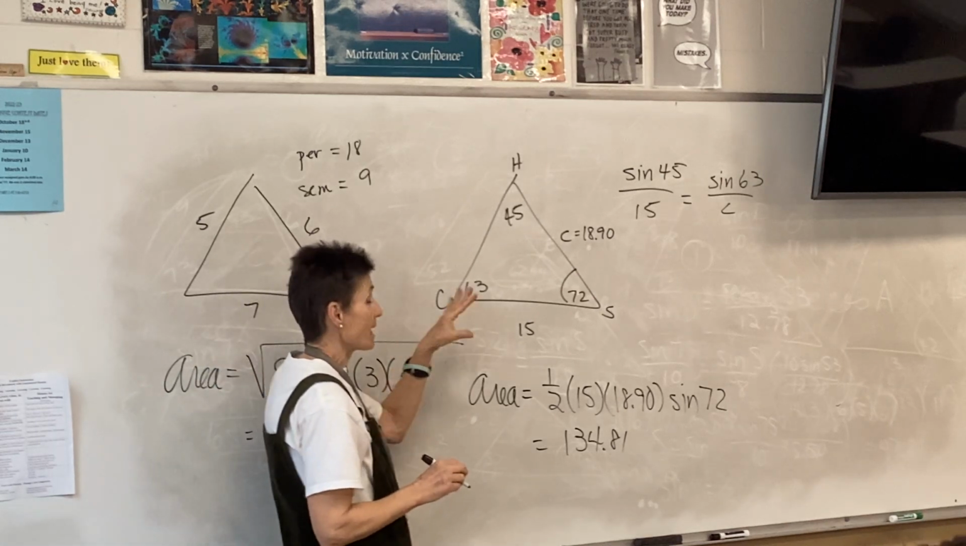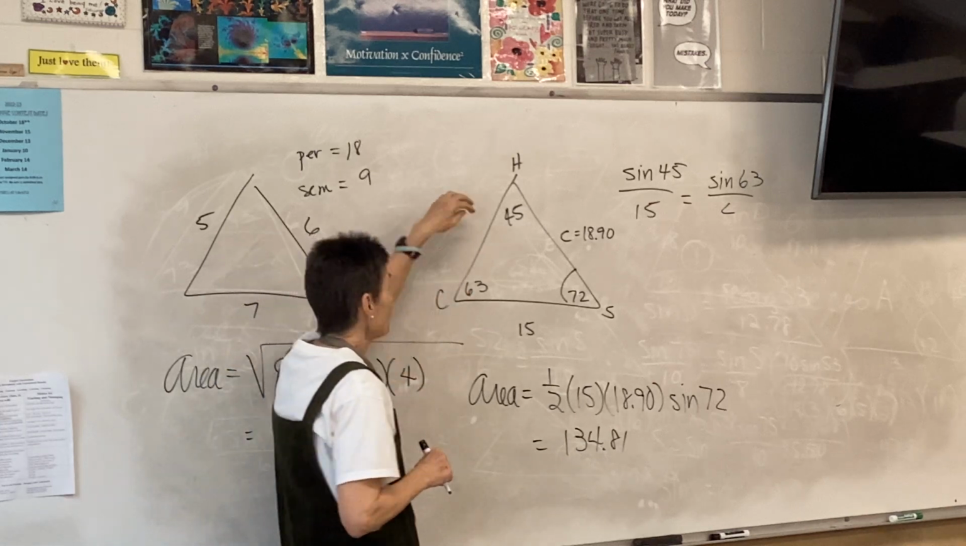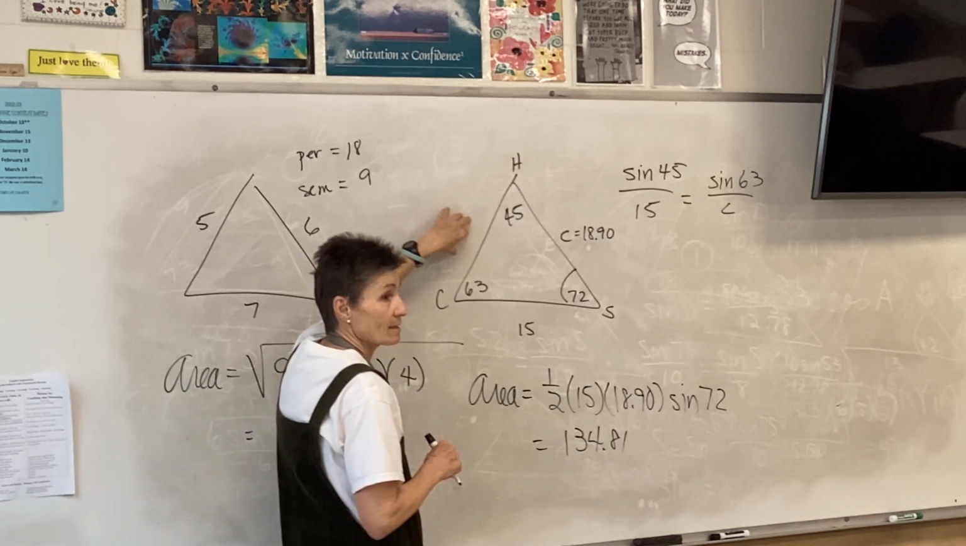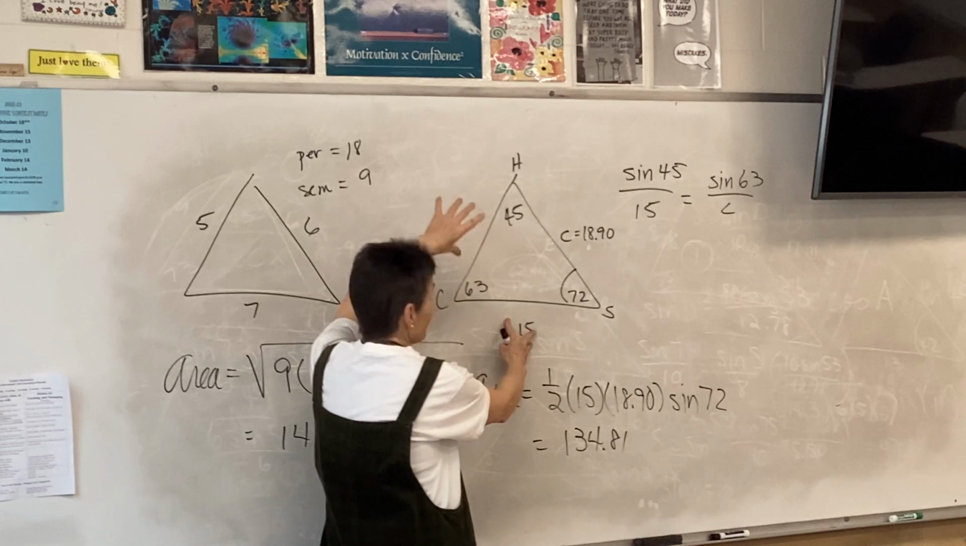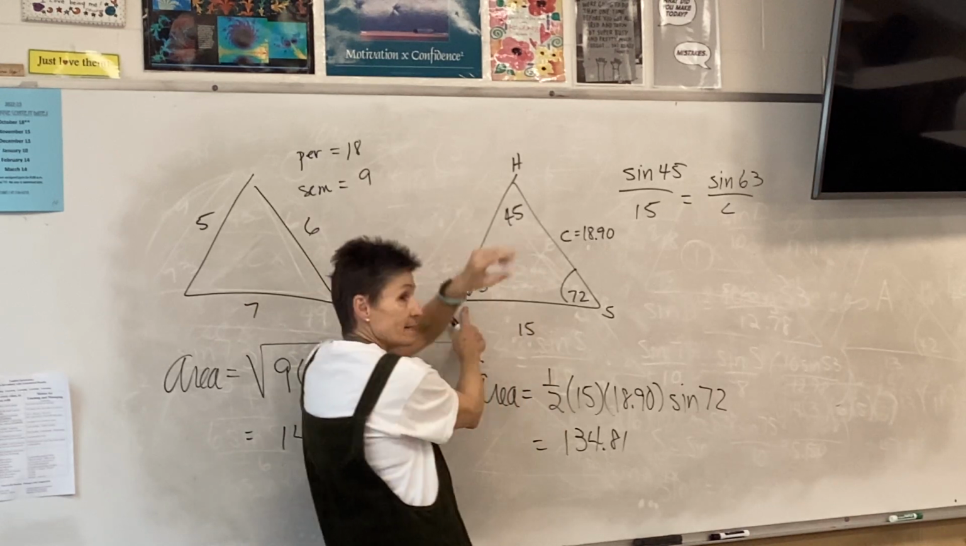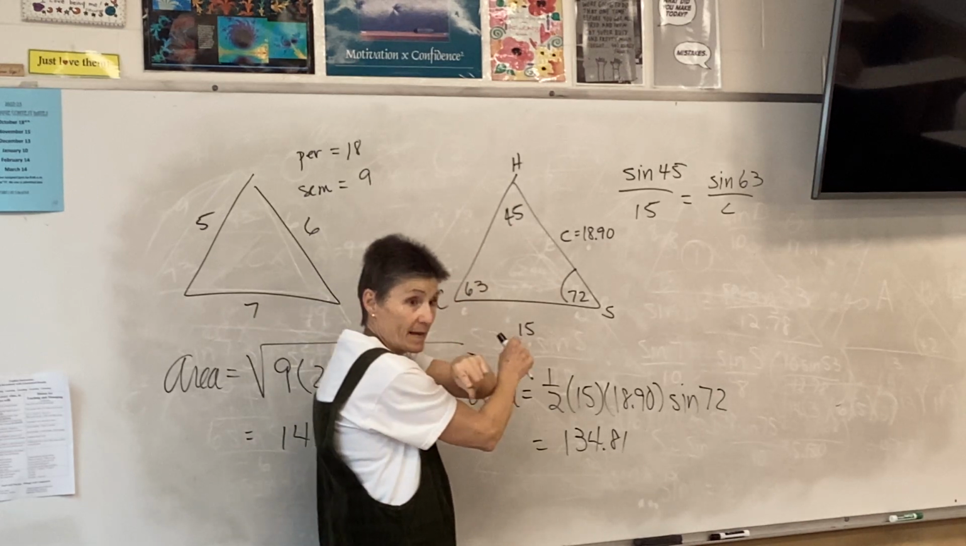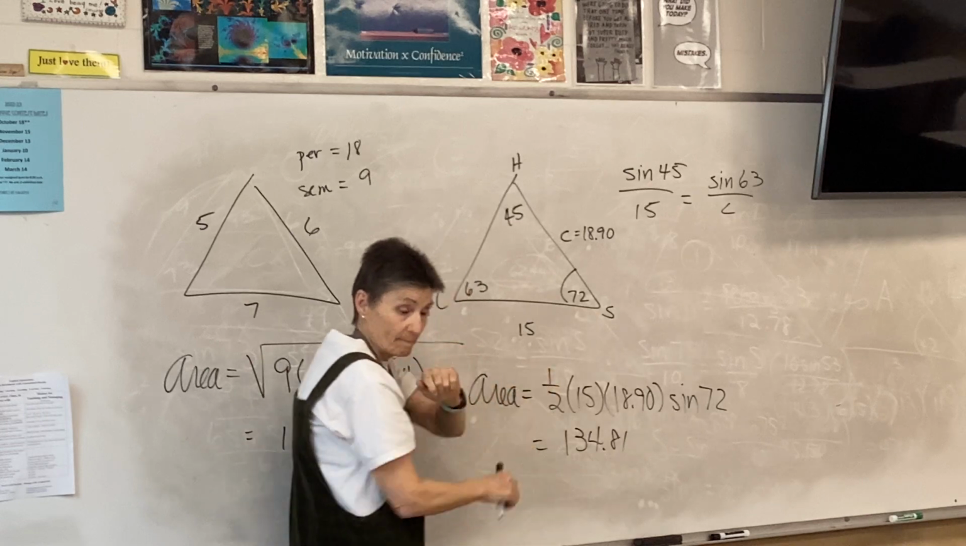Back when we picked side C, we had a choice. We could have picked side S. If we would have picked side S, then it would have been 1/2, 15, this, sine 63. Right? That'd be the angle between the sides.